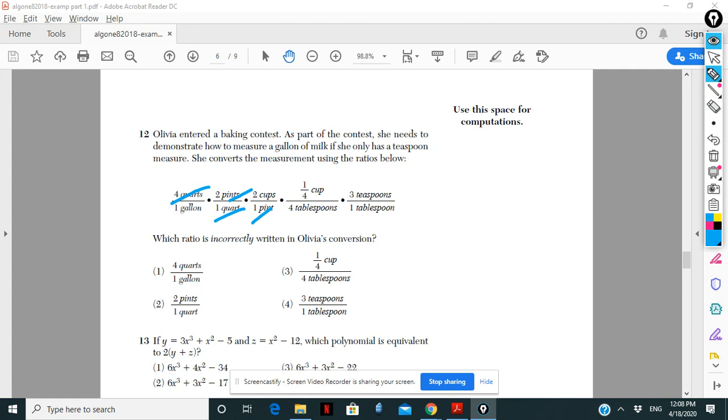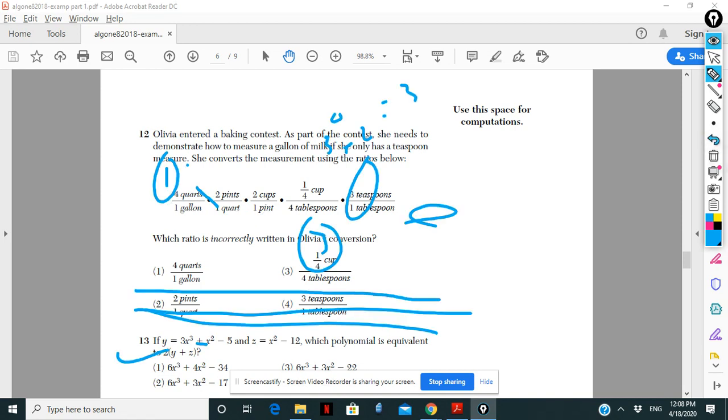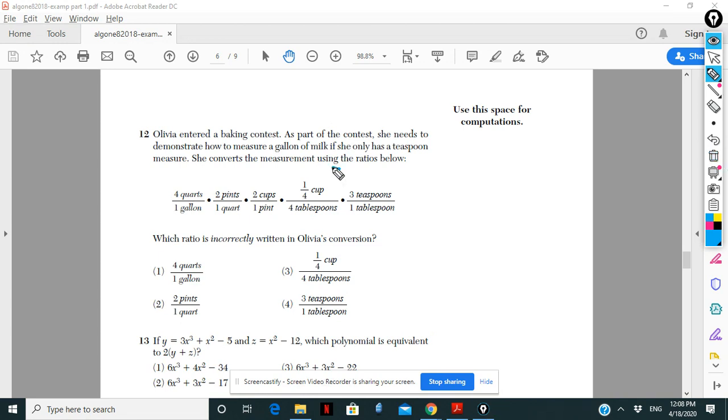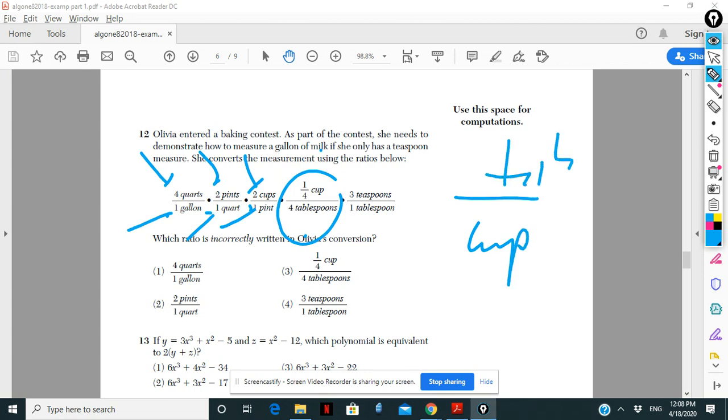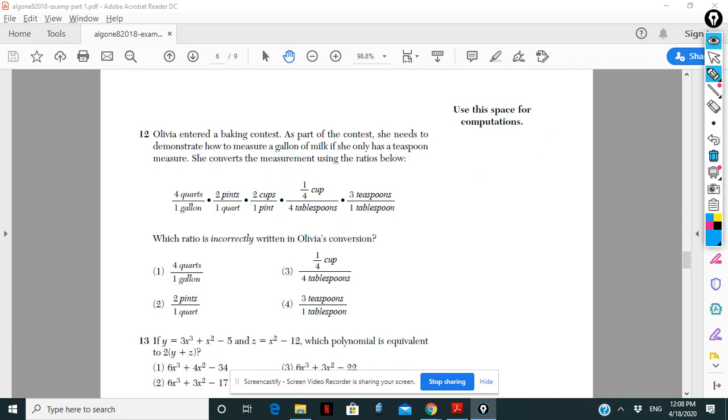Which ratio is incorrectly written? Okay, the one that is incorrect is going to be the cup here. Why? Because a cup is more than a teaspoonful, and I have to have it in units, so the answer should be 3. Because if you look here, the gallon is 4 quarts, the quart is 2 pints, the pint is 2 cups. Here, I should write the cup how many tablespoons, and so the cup should be in the denominator and the tablespoon should be in the numerator. Okay, so that's a mistake.